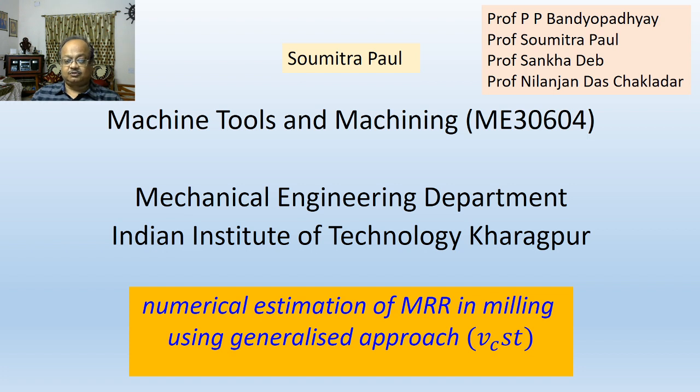In the previous video, we have shown that the generalized approach of VC, S and T can be implemented for estimation of material removal rate in milling. Today we are going to check a numerical problem. So we are going to numerically estimate MRR using the normal approach of B into S, M into T, as well as using the generalized approach of VC, S and T. So let us look at the problem statement.